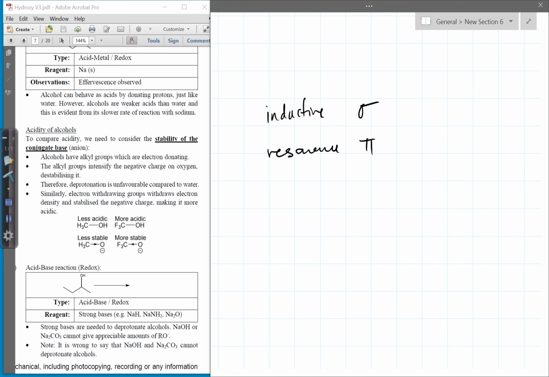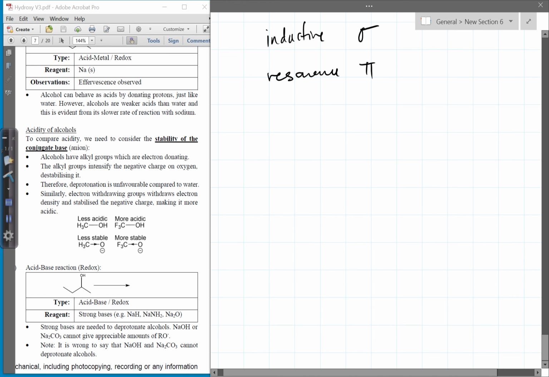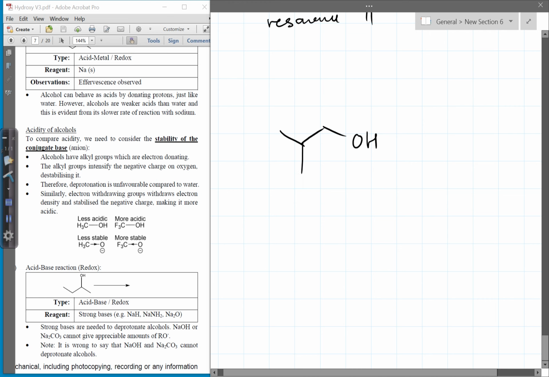So you can use these to compare acidity of alcohols. So some things which are quite obvious, which I don't think you all have a problem with, is the distance effect, right? For example, I have this.